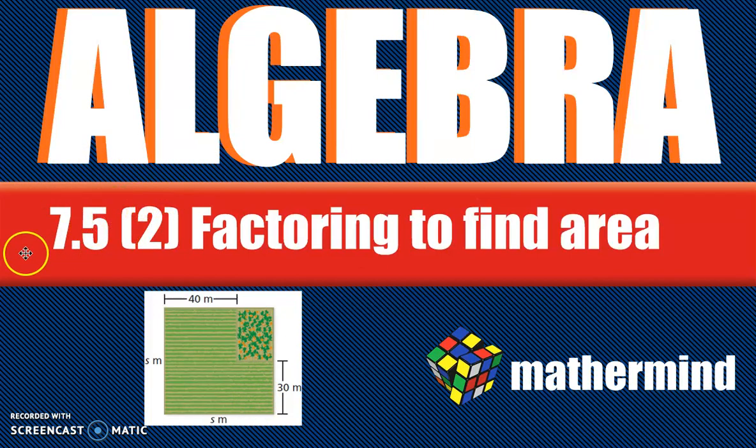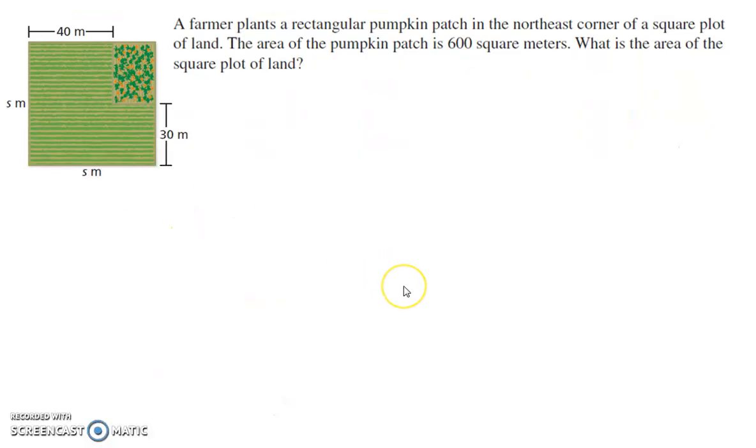Here we are with some more algebra. We're still in Chapter 7, Section 5. We're going to look at a slightly more challenging problem right here, using factoring to find the area.